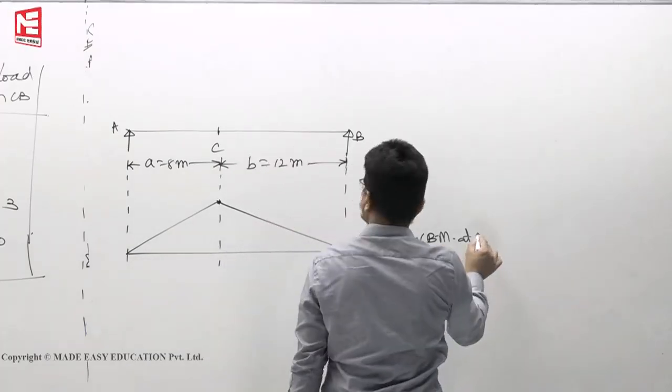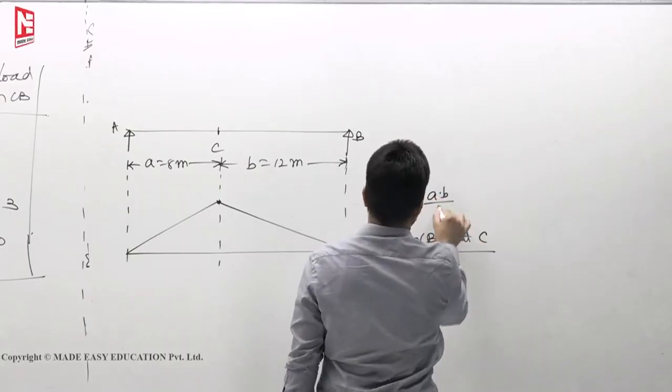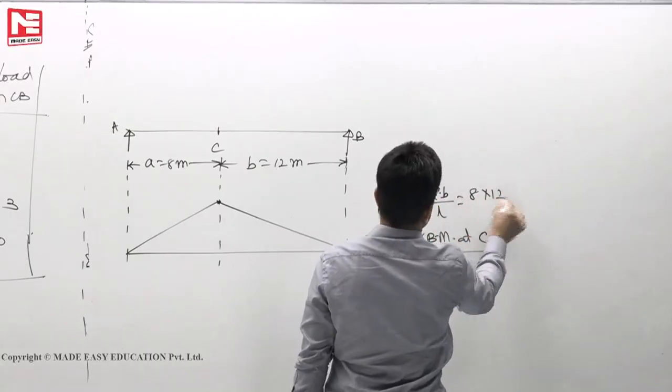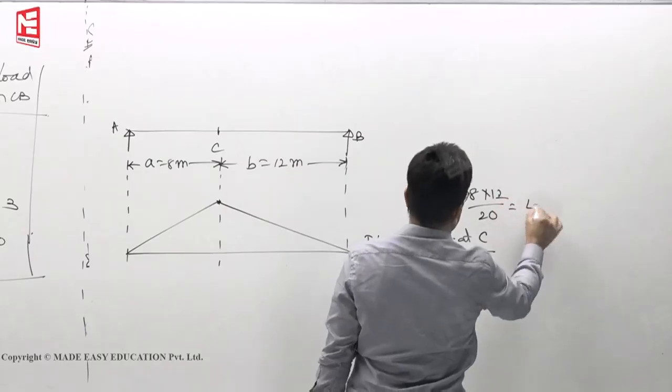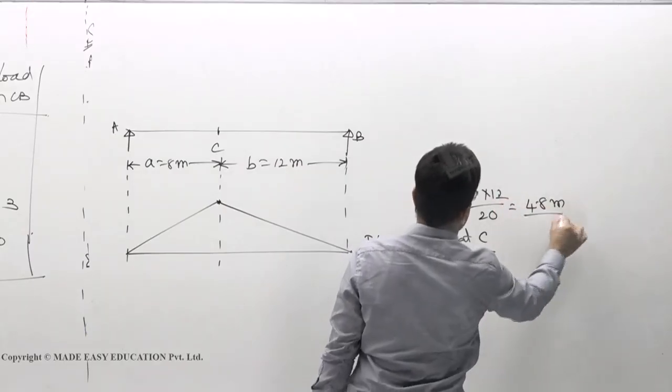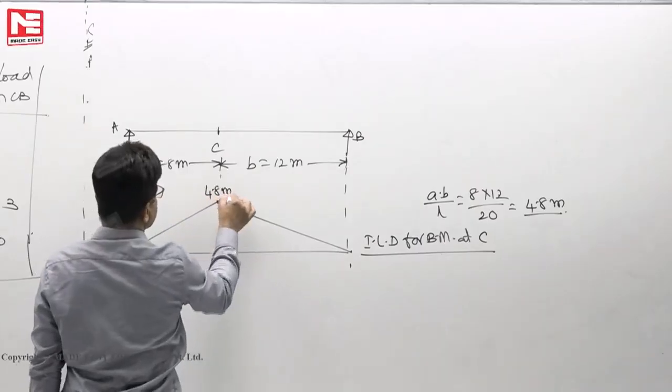So the ILD for bending moment at C is this one, AB by L. A is 8, B is 12, L is 20. So you will get 4.8. So this height is 4.8 meters.